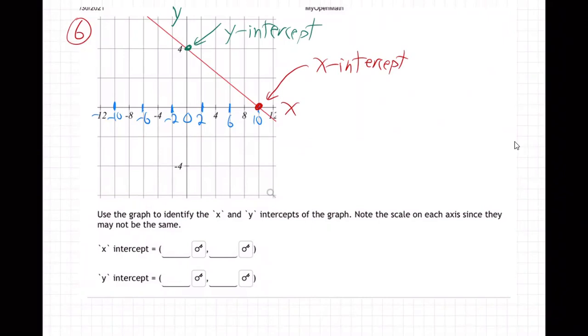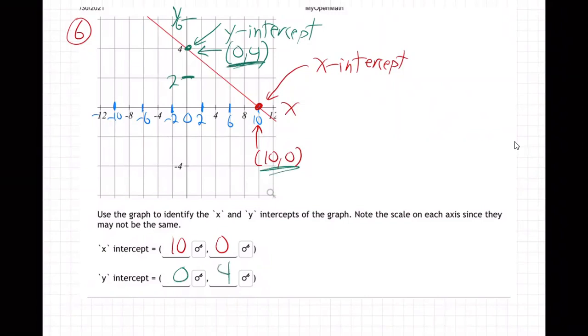And let's find out what this point is. This is 2, 4, 6. Okay, so what are the coordinates, say, of this point here? Over 10 up 0, 10, 0. And what are the coordinates of this point here? Over 0 up 4. Over 0 up 4. Y-intercept.